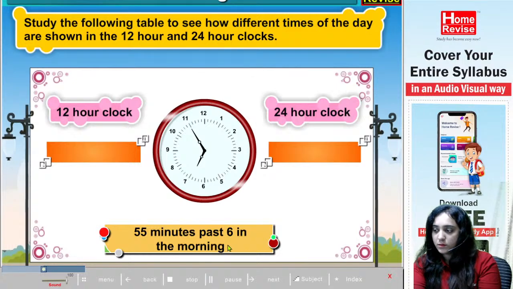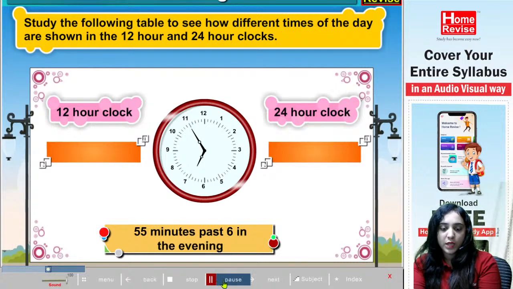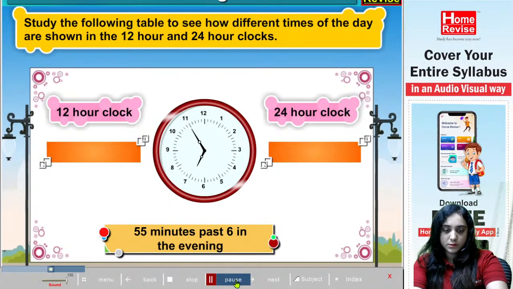5. In this clock, the time is 55 minutes past 6 in the morning. So in 12-hour clock it is 6:55 a.m. and in 24-hour clock it is 6:55. 6. Now in this clock, the time is 55 minutes past 6 in the evening. So in 12-hour clock it is 6:55 p.m. and in 24-hour clock it is 18:55.